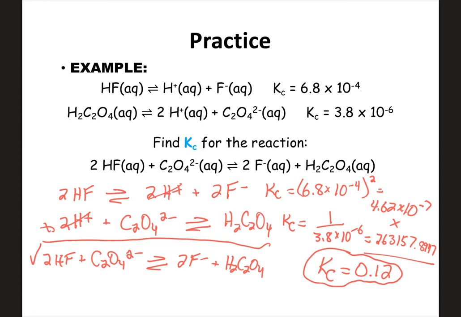All right, so you just got to treat these as a little puzzle. Think about, what do I need to do to these original equations to make them add up to this target equation? And then pay attention to what you would do to the Kcs when you make those changes.